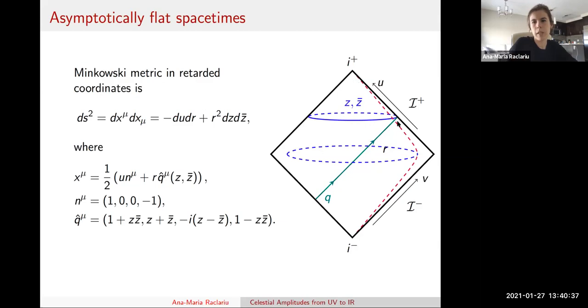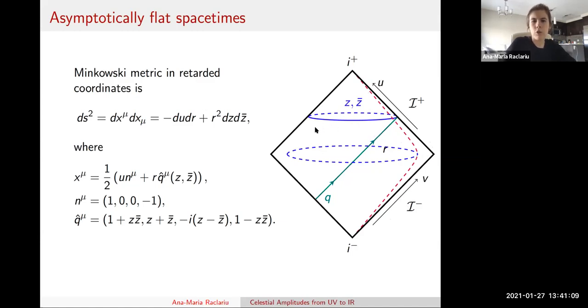So an example of this is this red dotted line here, which is a time-like line of constant radius r. And so if we take the limit as r goes to infinity for either fixed retarded time u or fixed advanced time v, one reaches one of the two boundaries of Minkowski space. So these are called future null infinity or scri plus and past null infinity or scri minus.